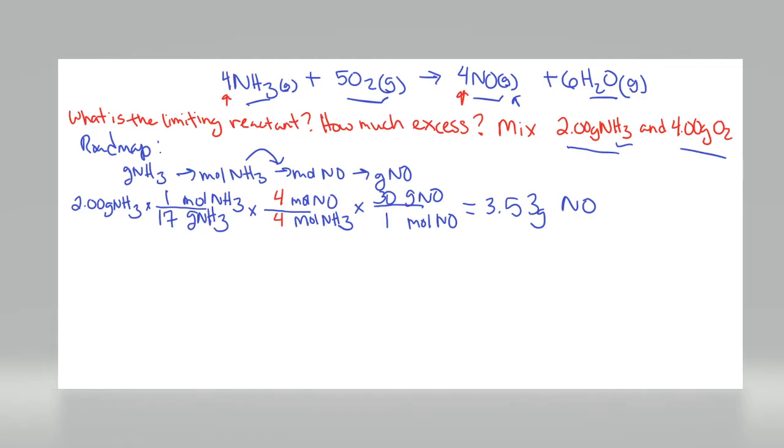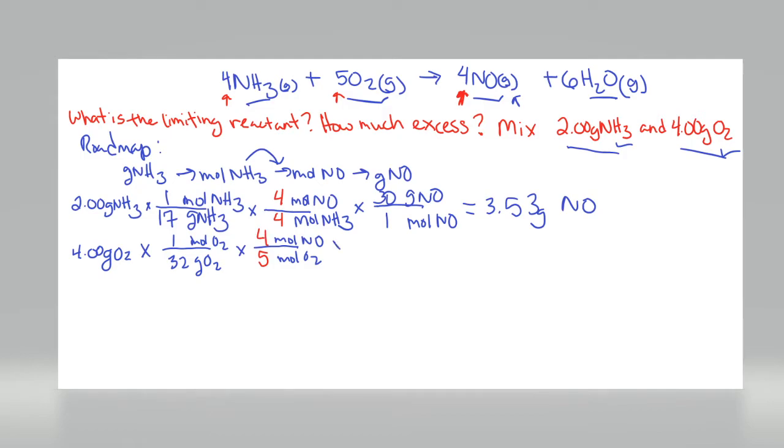Okay, now let's do this whole thing again, but with 4 grams of oxygen. It's the same steps as before, we're just doing oxygen. So you're going to do grams of oxygen on the bottom, moles of oxygen on top. Molar mass of O2 is 32 grams in 1 mole. Now we're going from moles of oxygen to moles of NO. The balanced reaction tells us that there are 5 moles of oxygen to 4 moles of NO. So we have a 5 to 4 ratio now.